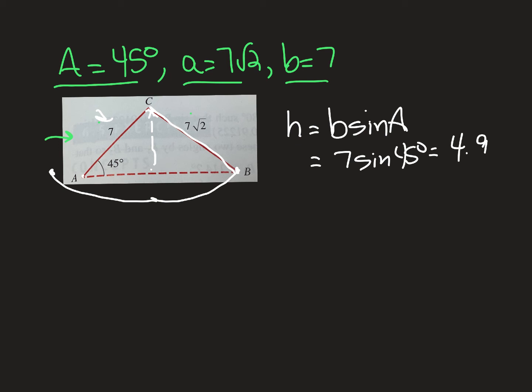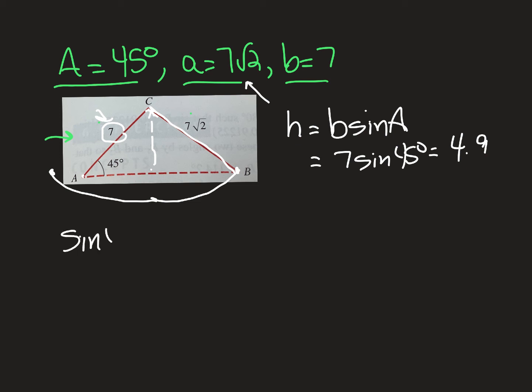There's one case when side A is bigger than the height and also bigger than that side over there. There's just going to be one solution there. All right, so let's just go ahead and solve it like we did a minute ago.